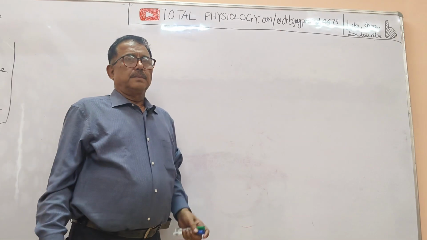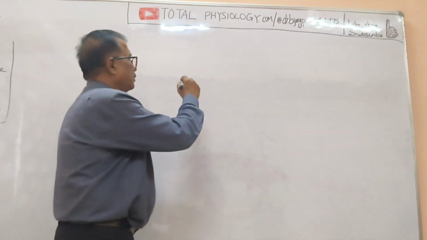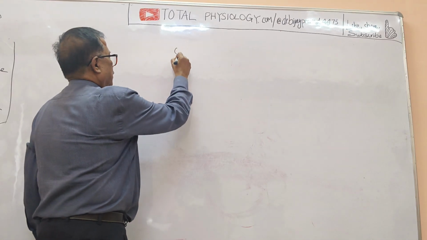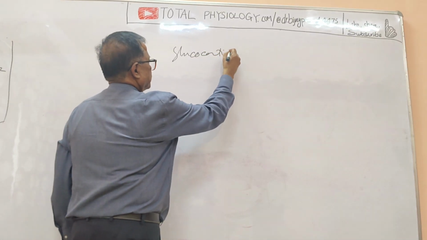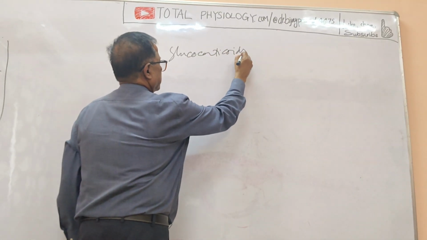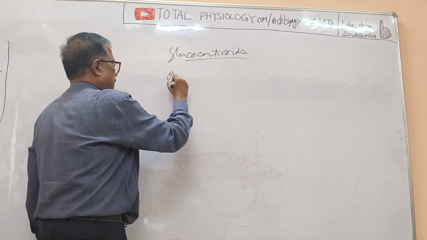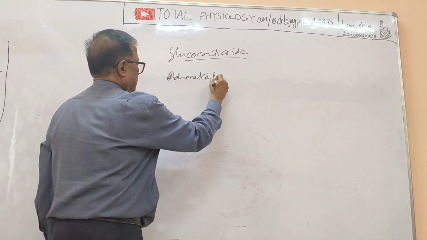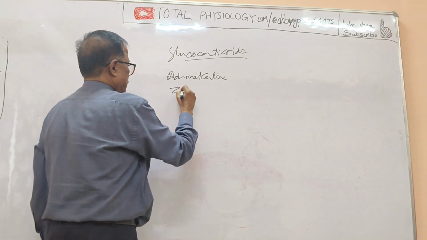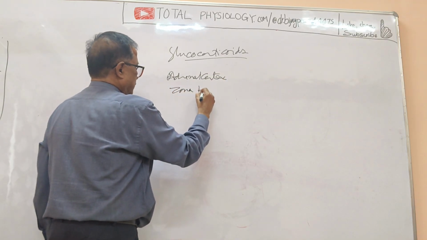Today's topic is glucocorticoids. I am going to talk about glucocorticoids. Glucocorticoids are secreted from the adrenal cortex, zona fasciculata.